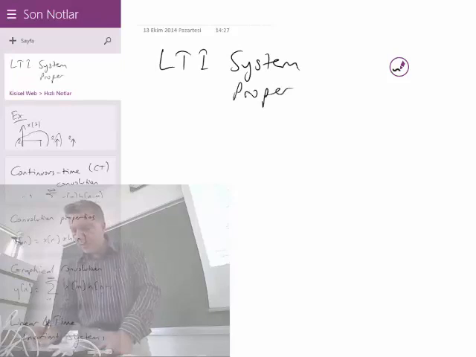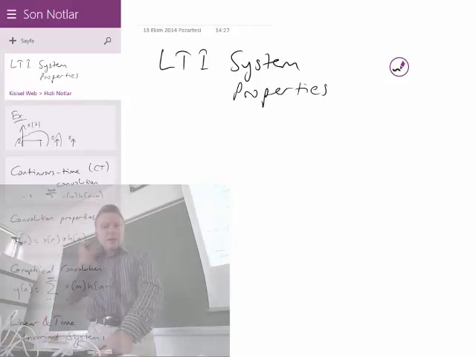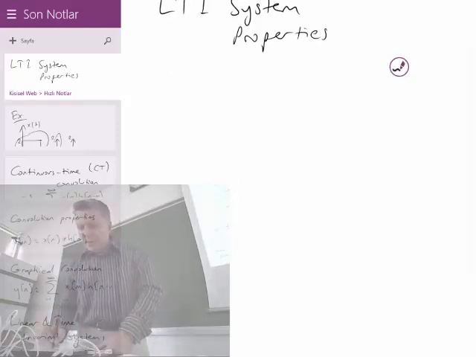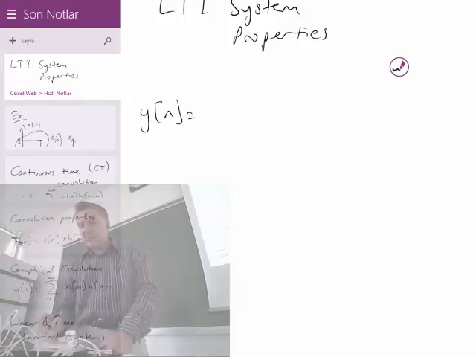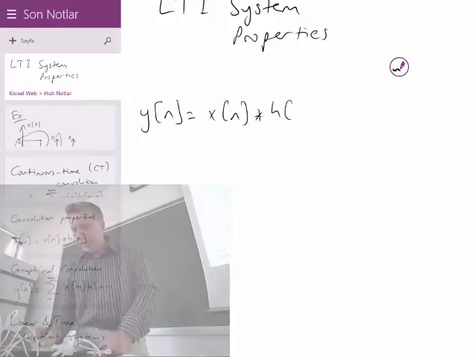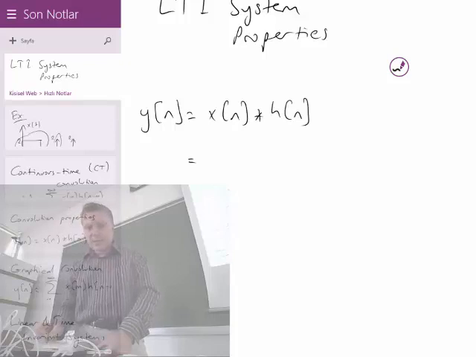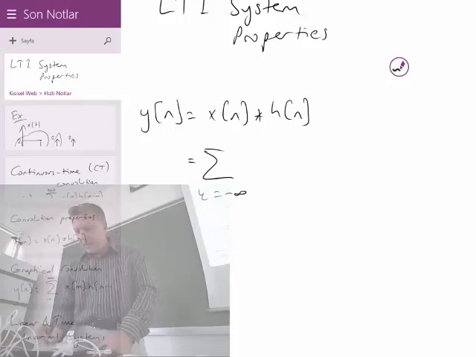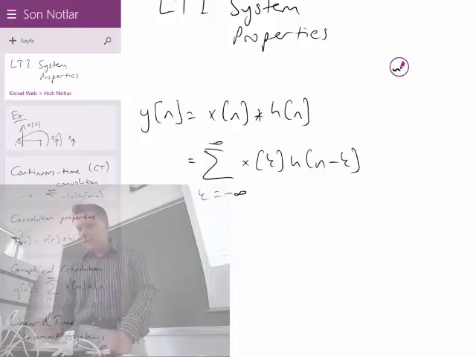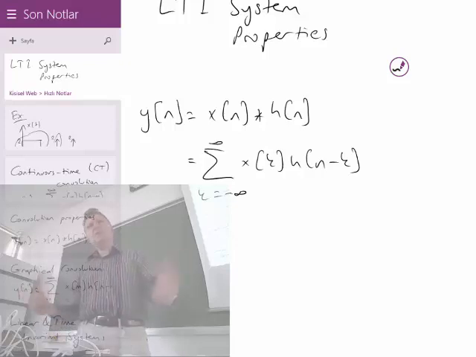System properties. First, let's remember that if you have a linear and time invariant system, LTI system, the output y will be the convolution of x and h. And that is defined to be the sum over k from minus infinity to infinity of x[k] h[n minus k]. Or if you interchange the places of x and h, it will be h[k] x[n minus k], the same summation from minus infinity to infinity.